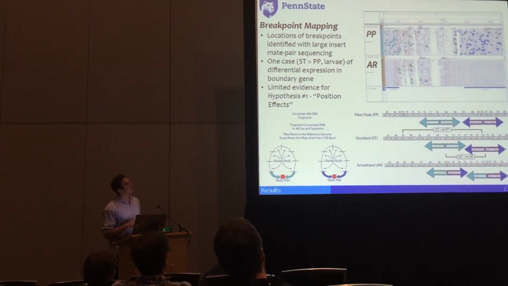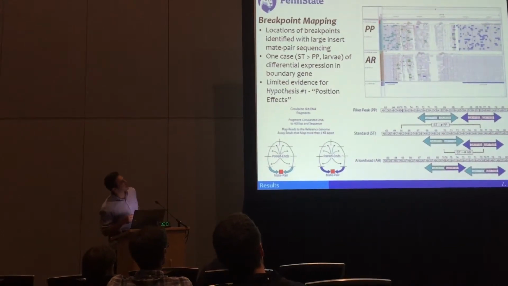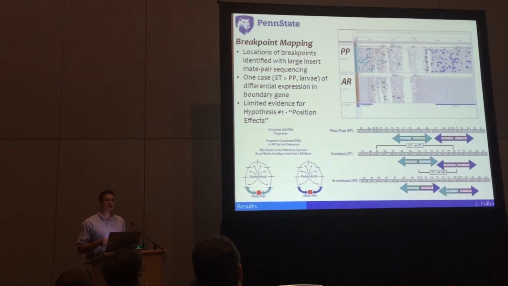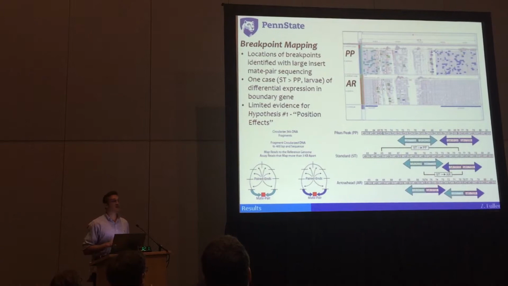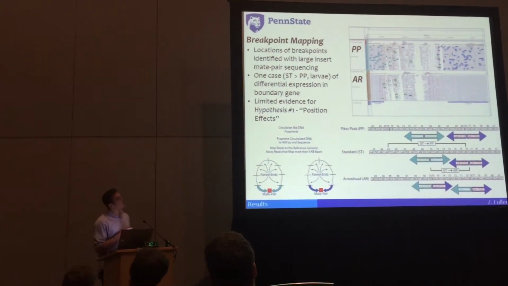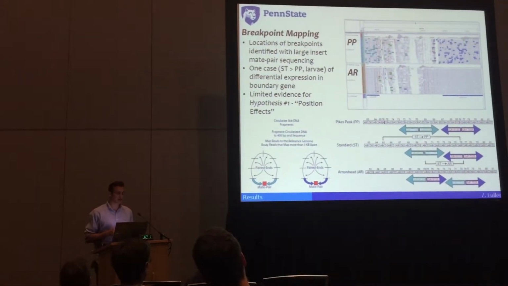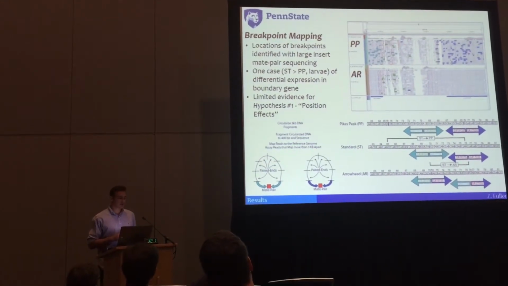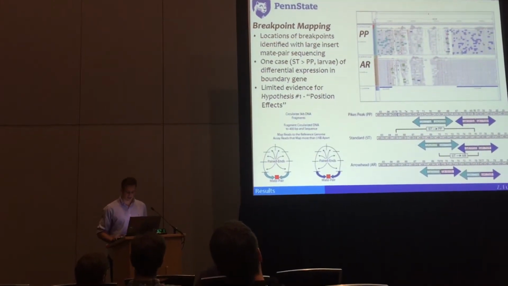And to identify breakpoint regions, what we did is search the chromosome for regions such as pictured here. So this is where the reads are mapping further than their expected insert size and in reverse orientation. In no case did we find that there is a breakpoint that physically disrupted a protein coding region of a gene. We did find one case in larvae where the standard arrangement had greater expression levels than Pikes Peak in one boundary gene. But I think for the majority of cases, we see limited evidence that the inversions are maintained through their direct physical effects.